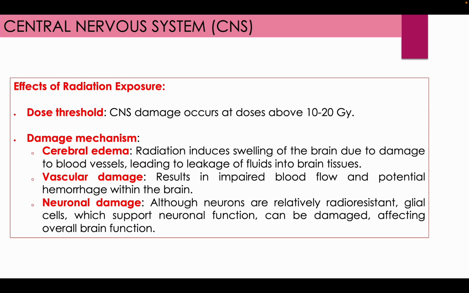And then, for the central nervous system, what is involved is the brain, the central nervous system, and also our nerves. The central nervous system and the brain are relatively resistant to radiation at low to moderate doses, but are severely affected by very high doses, particularly because the neurons are non-dividing cells. The primary concern in central nervous system radiation damage will be the blood-brain barrier and the surrounding vasculature. Damage occurs at doses above 10 to 20 gray, and the damage will be cerebral edema, vascular damage, and neuronal damage. So, that is for the central nervous system.